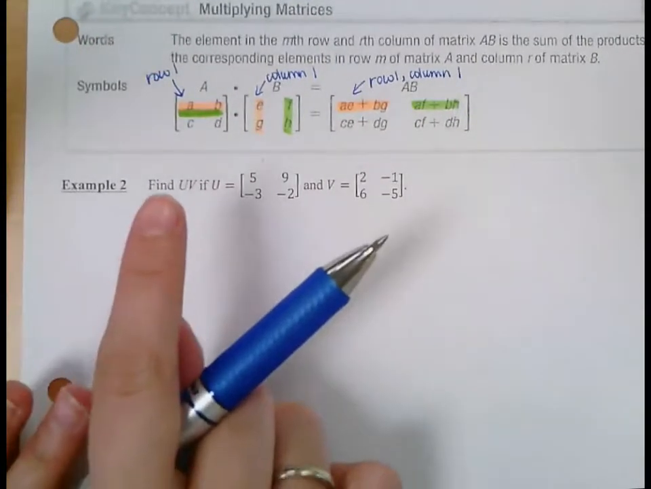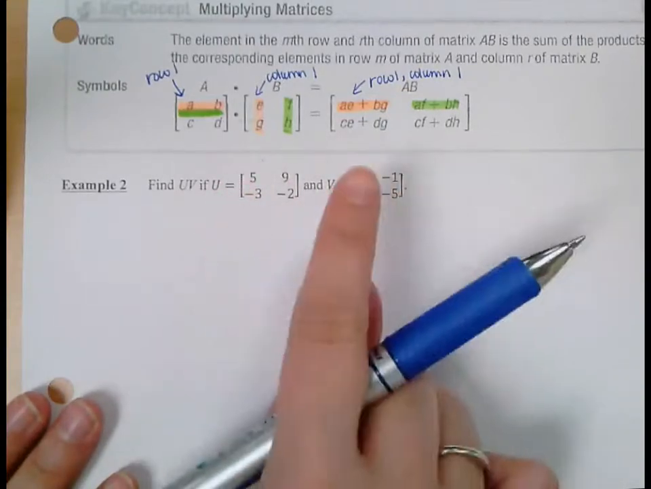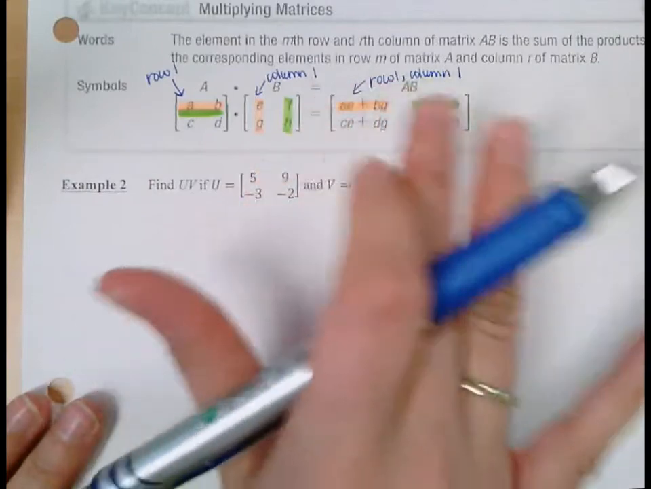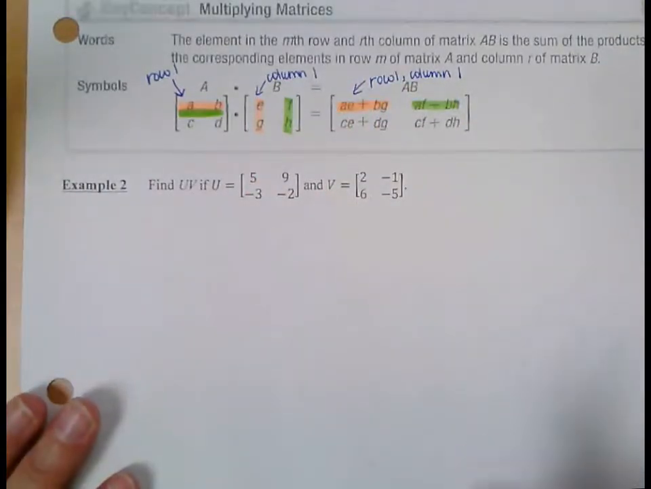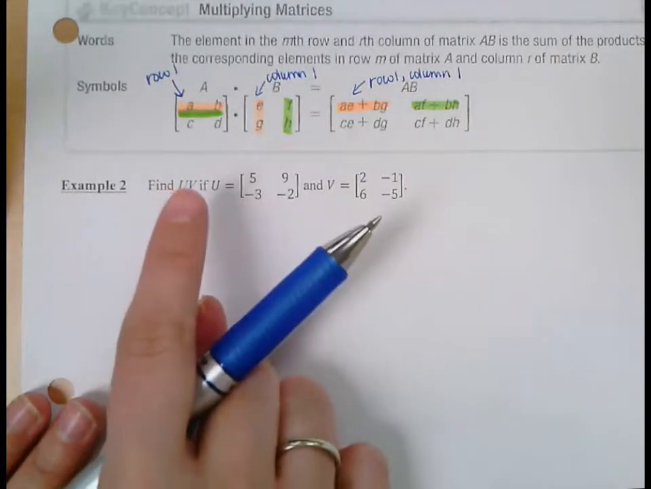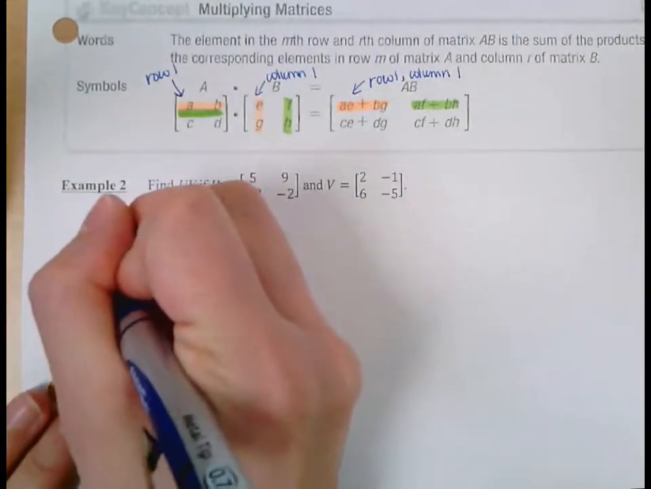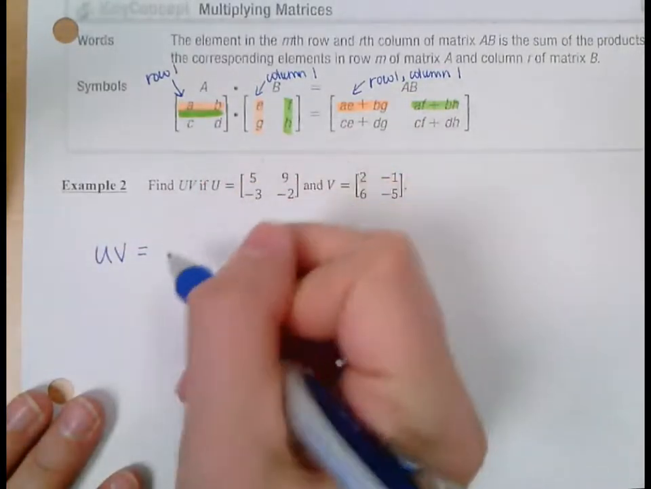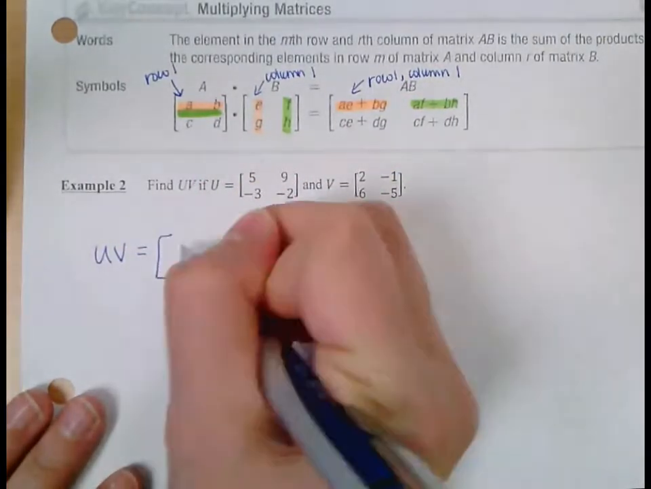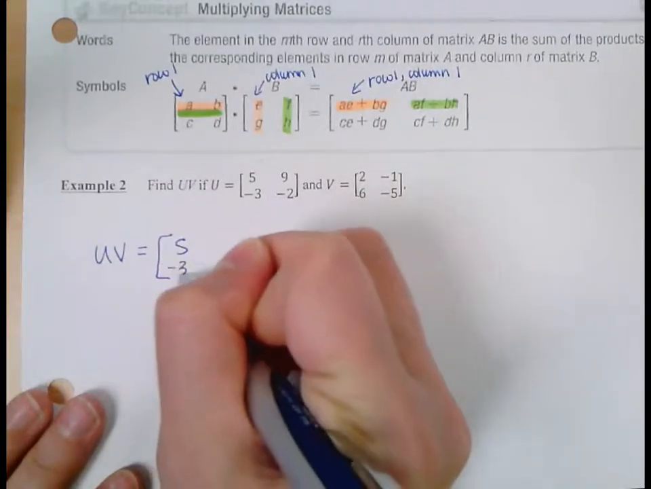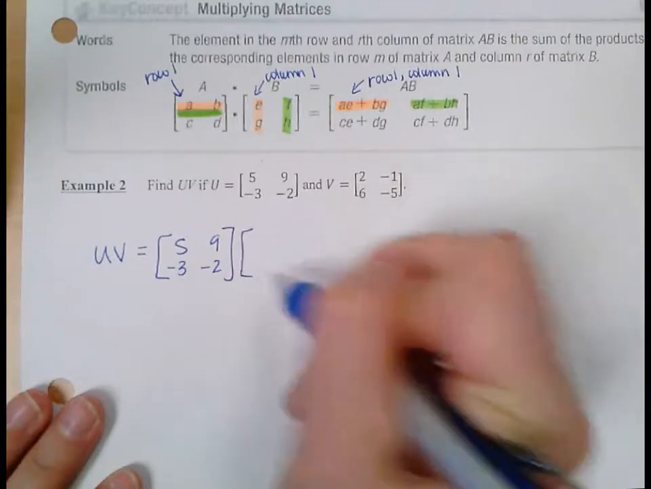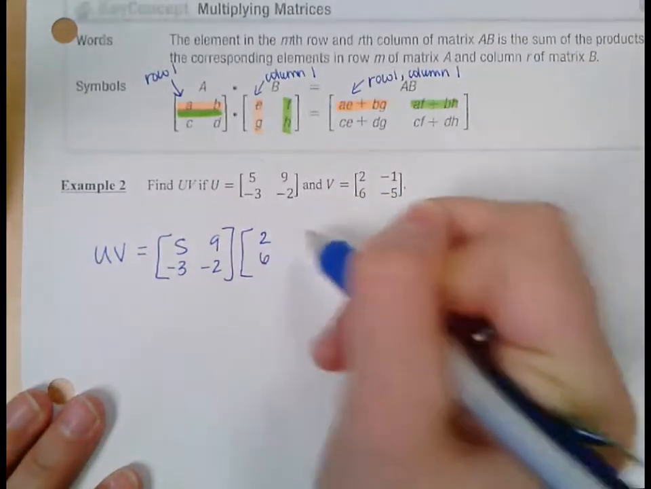So example 2, and I know these matrices are the same dimensions as up here, but try not to even look at this in terms of using a formula. I don't want you to think I have to memorize the formula. You have to know the process. So if I'm finding U times V, given the matrices U and V, I'm just going to write down matrix U, just so I have these side by side, and then matrix V.